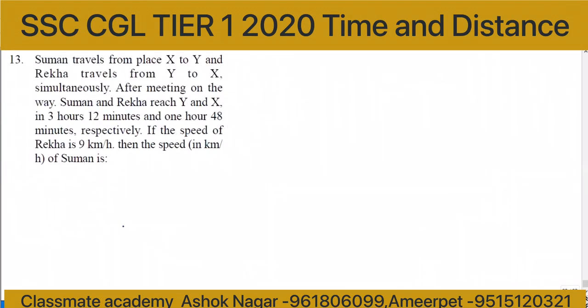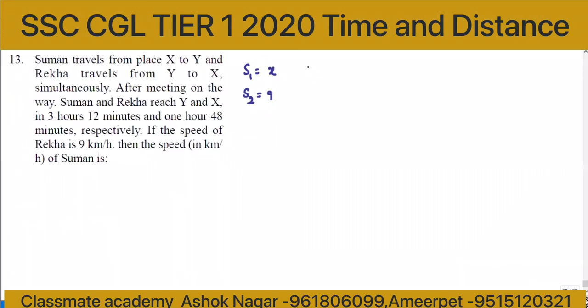Suman travels from place x to y. Rekha travels from y to x simultaneously. After meeting on the way, Suman and Rekha reach y and x in 3 hours 12 minutes and 1 hour 48 minutes respectively. If the speed of Rekha is 9 kilometers per hour, then what is the speed of Suman? S1 is Suman. Let it be x. S2 is Rekha, 9 kilometers per hour.